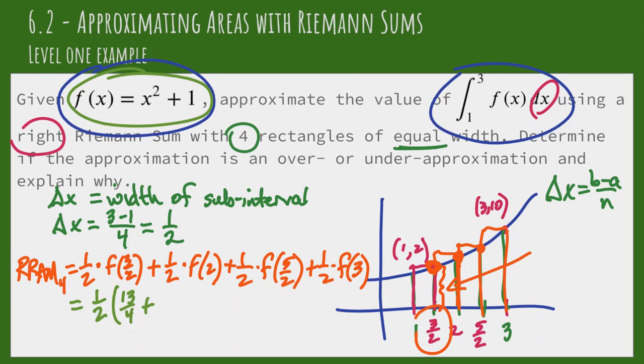f of 2 is going to be 2 squared plus 1, which is 5. f of 5 halves is going to be 5 halves squared, 25/4, plus 1 is 29/4. Oh, and then we've got one more. f of 3 is going to be 3 squared, which is 9, plus 1 is 10. So what we end up with on the inside is 51/2, and we multiply that by the 1/2 that we factored out, and that's going to be 51/4.